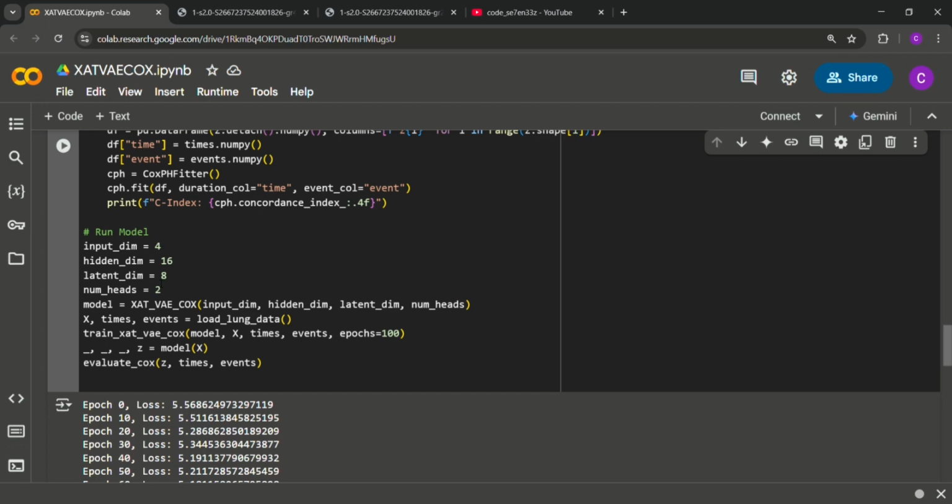Final thoughts. The code integrates the cross-attention transformer, which enhances feature learning, the VAE, variational autoencoder, which compresses and reconstructs data, and the Cox model, which predicts survival risks.